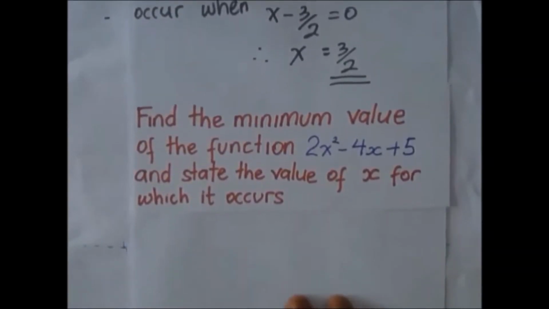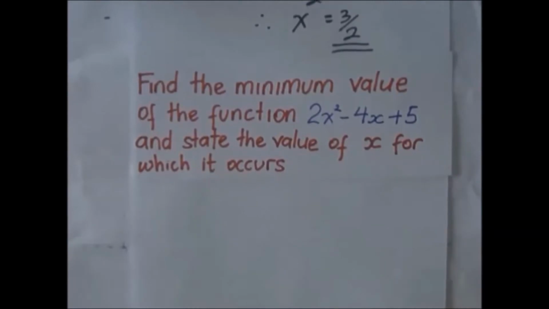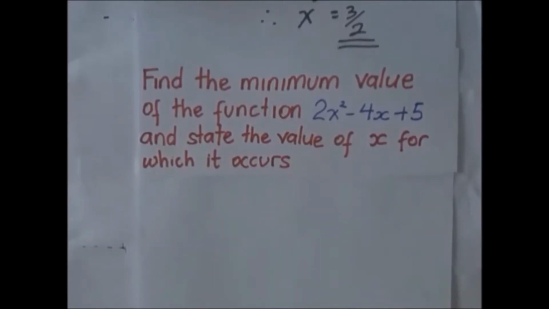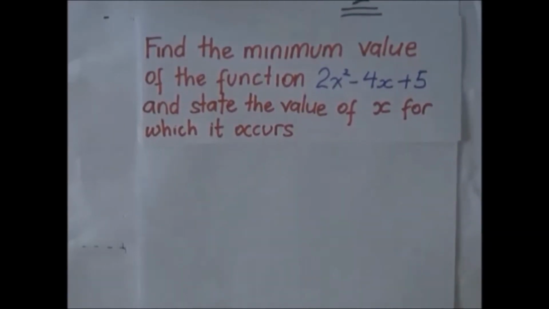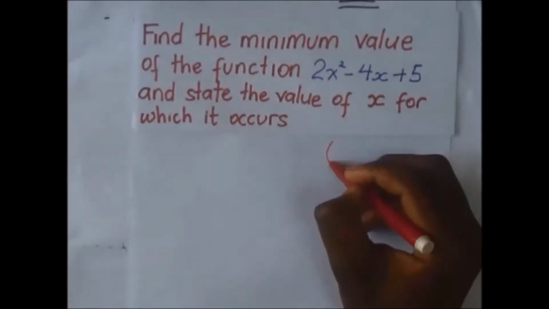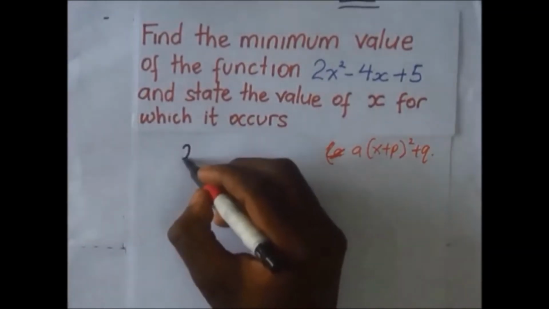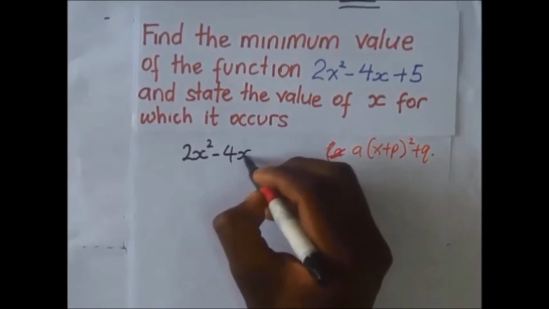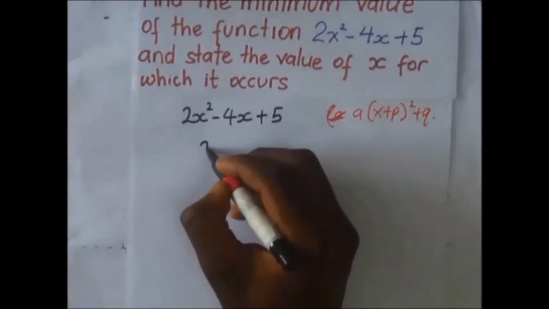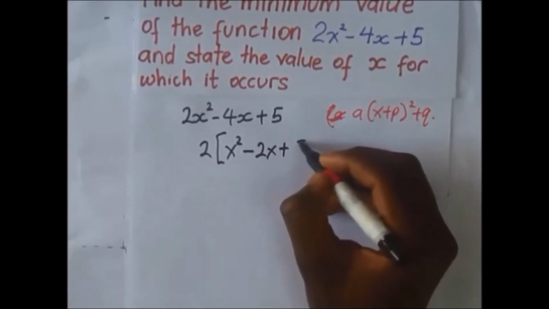The next example says find the minimum value of the function 2x squared minus 4x plus 5 and state the values of x for which it occurs. We are going to use a similar approach to what we've been doing before. We are going to complete squares. So the equation is 2x squared minus 4x plus 5. Pull the 2 out of the brackets, it's going to become 2 into x squared minus 2x plus 5 over 2.